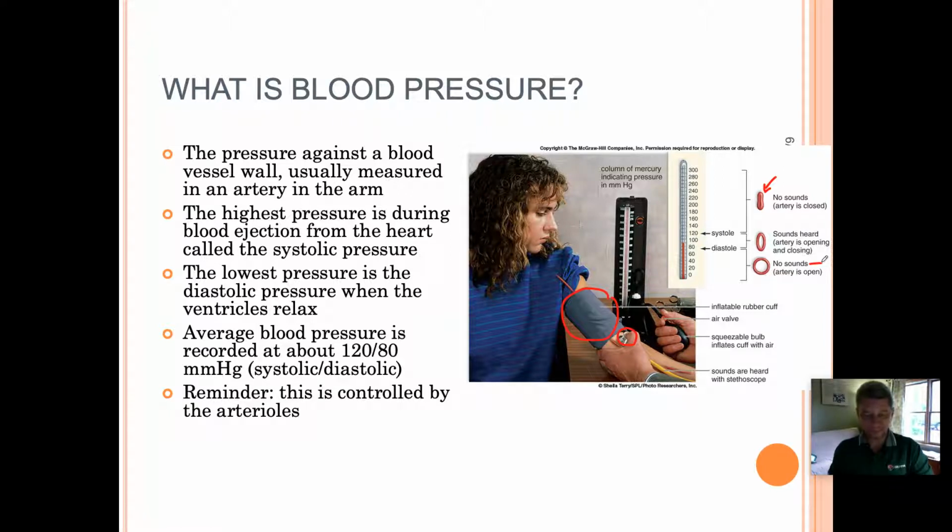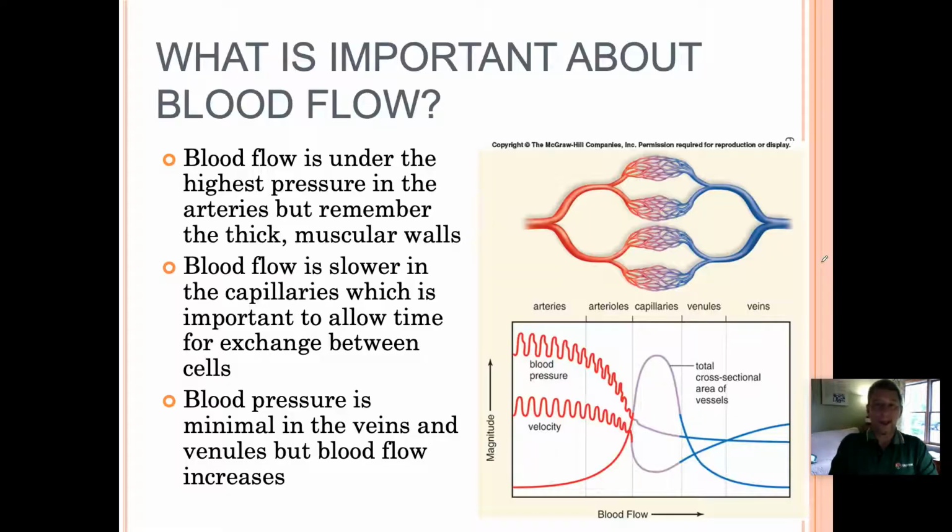Now, in terms of blood flow, there's a couple of things that you should realize. First, the blood flow is obviously under the highest pressure in the arteries because they're narrower and they have more muscles because of those thick muscular walls. Blood flow is very slow in the capillaries because you have to slow them down so that diffusion of oxygen and carbon dioxide and nutrients and wastes can actually occur. There has to be time for diffusion to actually occur.